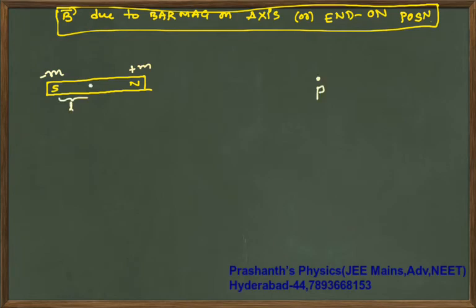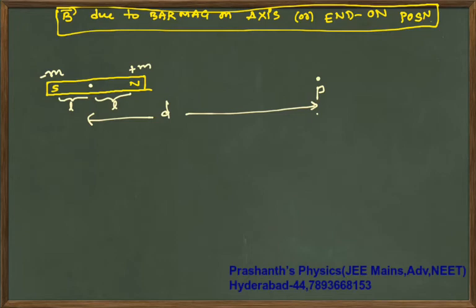Let us say your magnetic length is 2L. From here to here the distance is D. Now we will apply your similar mechanism. What is that similar mechanism? How you have done it for an electric dipole.